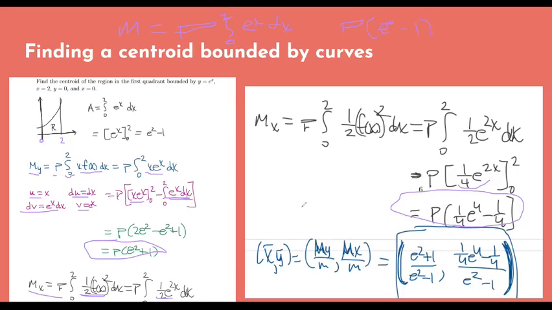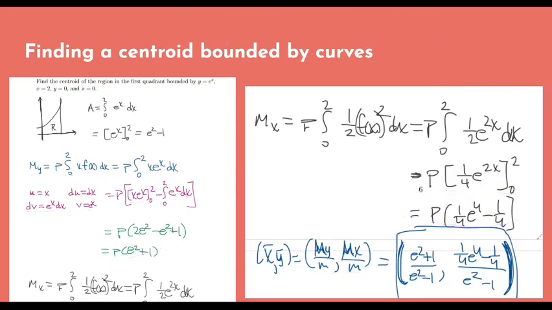So now, if we're trying to find x bar and y bar, you do My divided by m, which is up here, and then the other one will be Mx divided by the same thing. And that's your answer. So that's not so bad, right? All you have to do is just find Mx, My, and little m, and then you can find the centroid.